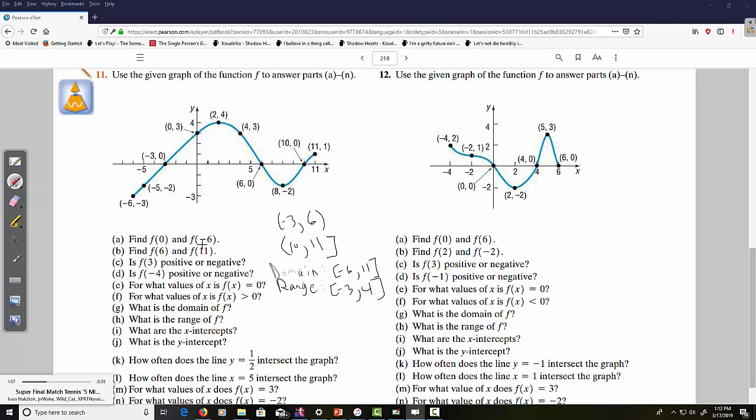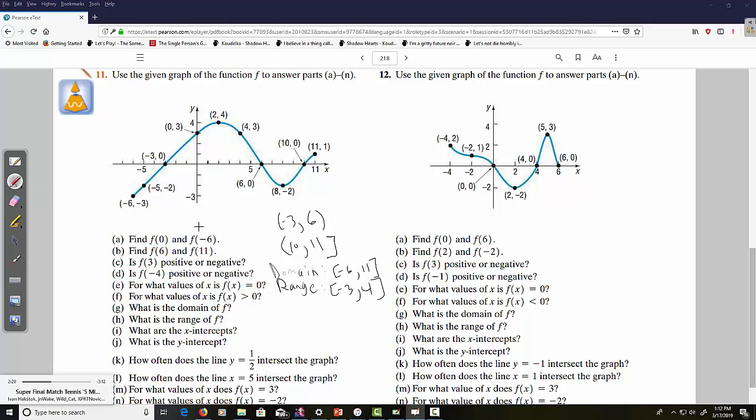What are the x-intercepts? We've already found those in part E. -3, 0, 10, 0, and 6, 0. What are the y-intercepts? There is only one if it's a function. That would be here, 0, 3. So yeah. Oh, we're not done yet. I forgot. K, L, M, and N.